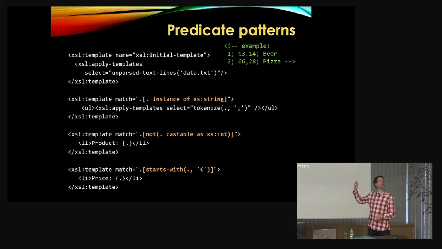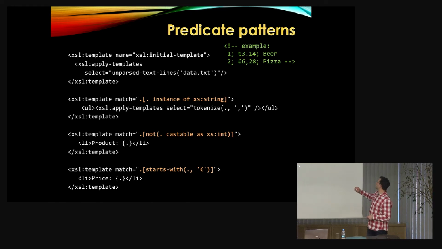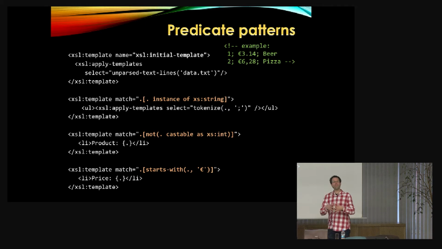Sorry, I said that wrong. When it's not castable as an int, that seems to make a little bit more sense. Then we have beer or pizza, and when it starts with a euro sign, then we have the price and we want to output the price.